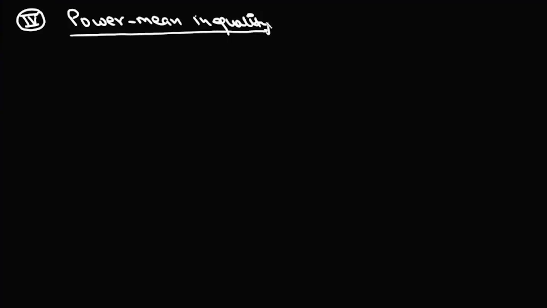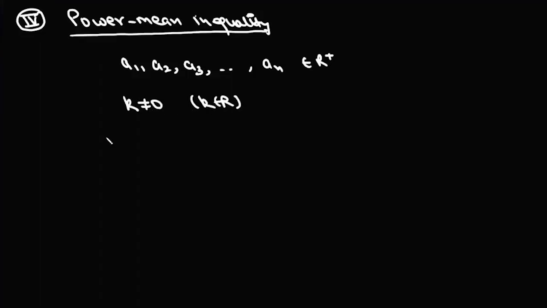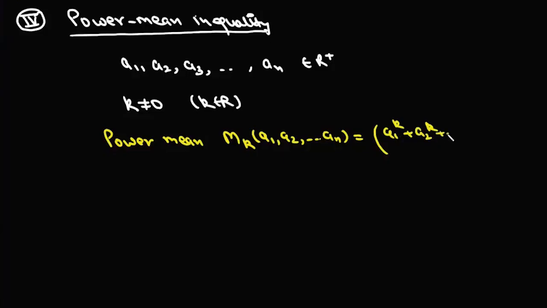Now before learning this inequality, we must understand power means. If we have n positive real numbers a1, a2, a3 up to an, and we have a real number k which is unequal to 0, then their power mean mk(a1, a2, a3 up to an) is defined as a1 to the power k plus a2 to the power k up to an to the power k, whole divided by n, to the power 1 upon k, where k is a real number and it is not equal to 0.